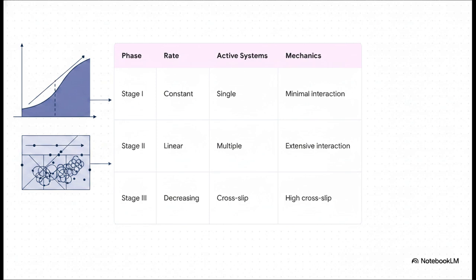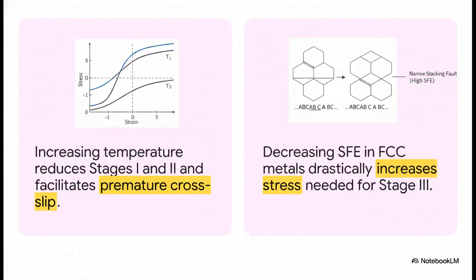If we systematically break this down, stage 1, often called easy glide, features a negligible or constant hardening rate. Why? Because we essentially have a single active slip system with very minimal dislocation interaction. But as stress increases, we hit stage 2. Here the hardening rate increases linearly because multiple intersecting slip systems start to activate, and that leads to extensive complex dislocation interaction. Finally, in stage 3, the curve becomes parabolic. The hardening rate actually decreases because high levels of stress force extensive cross-slip, which, interestingly enough, relieves some of that internal stress. However, it's important to remember that this idealized sequence is highly sensitive to both intrinsic and thermodynamic factors.